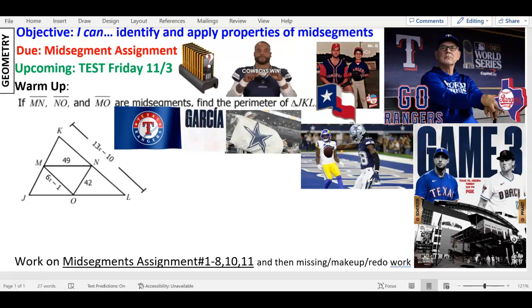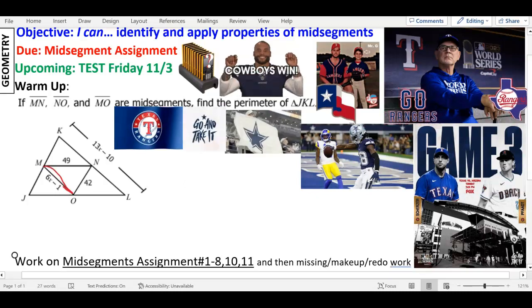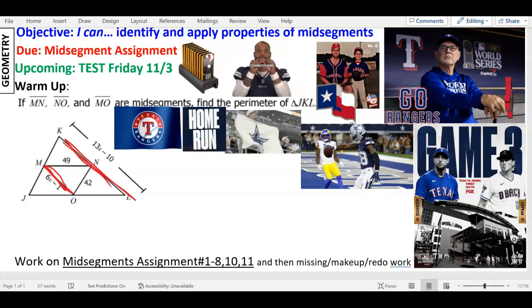We have the triangle within a triangle, not the triforce, but it's a mid-segment triangle. All right, thank you. Mid-segment triangle. We learned that on Friday, the mid-segment is what fraction of the parallel side? Half, right? This little piece right here from M to O is going to be half of K to L, and they're parallel. That's what we learned on Friday.